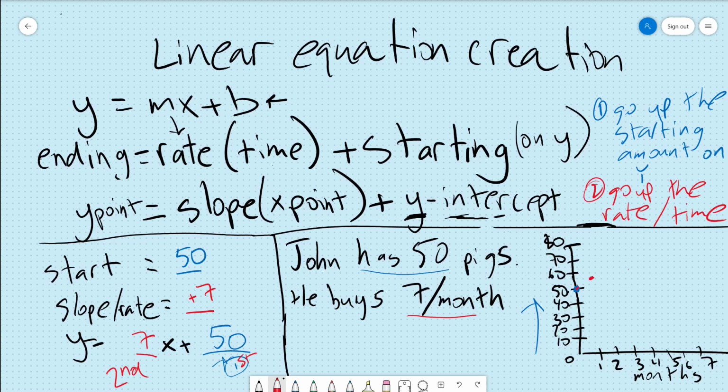So I could go up 1 more, 7 amount, then over to get a 2, and I could keep going as I wanted to and make a line, right? So for every 1 month, we went up 7, so this should be at like 57, right? Then for the second one, we should be at about 64, and keep going on and on and on. Alright, so this is how you make it on a graph.